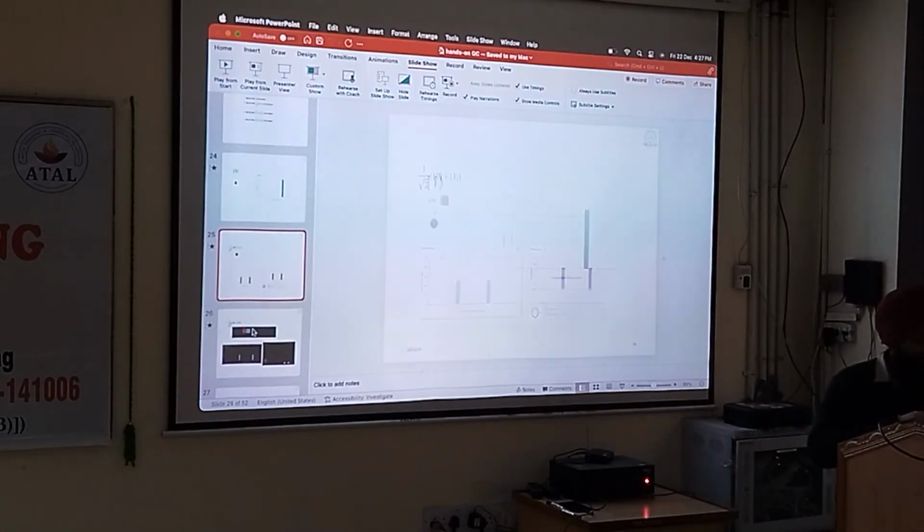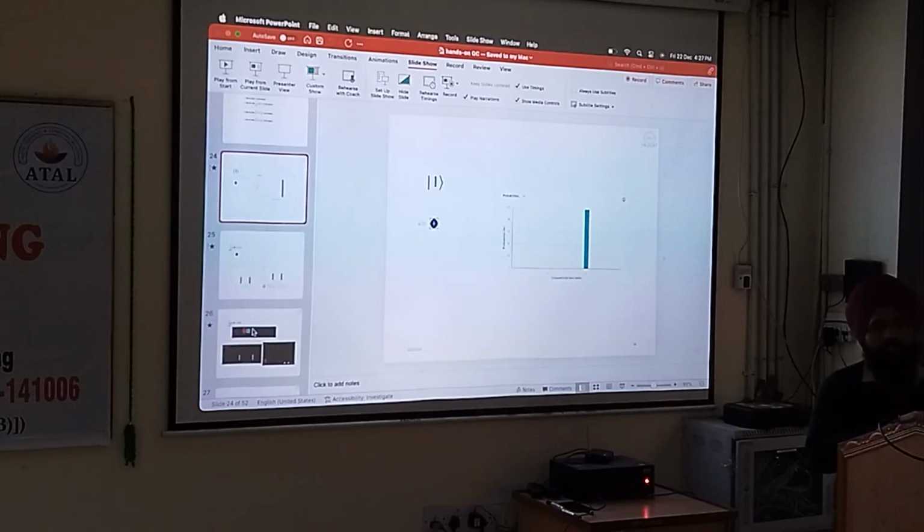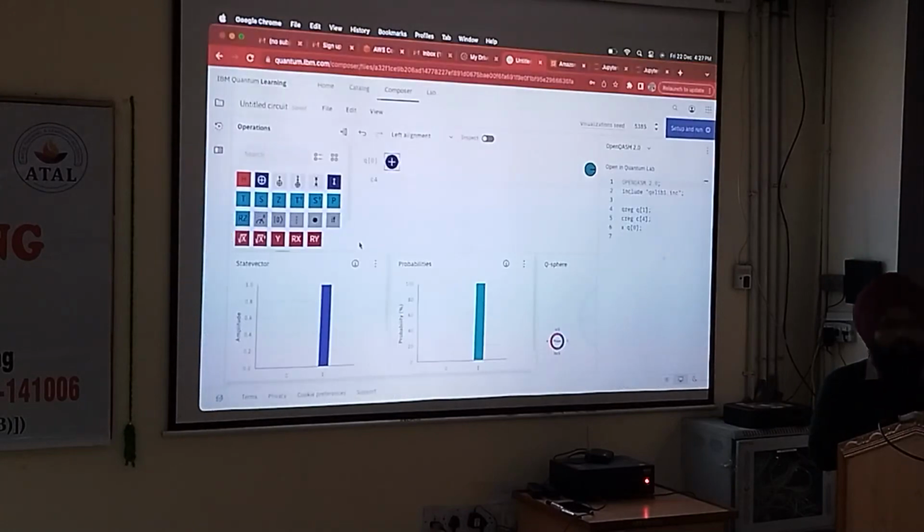Sir, actually there is a gate only. Plus the X gate. So the state changed by the gate? Yes sir, this is the gate we use. X, that one gate we use. And the output is this.